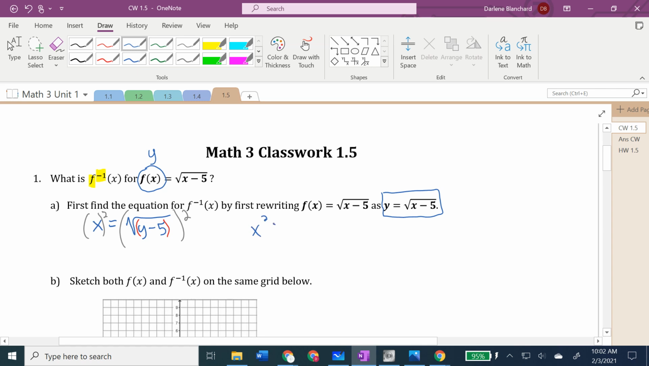Then I'm going to have x squared equals, and the squared and the square root cancel each other out, and I have just the y minus 5. I'll be able to isolate my y if I add 5 to both sides. So that means that my f inverse function is x squared plus 5.